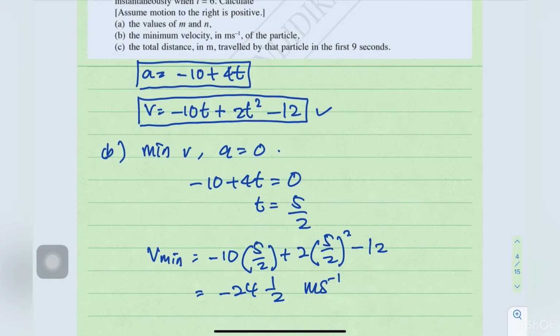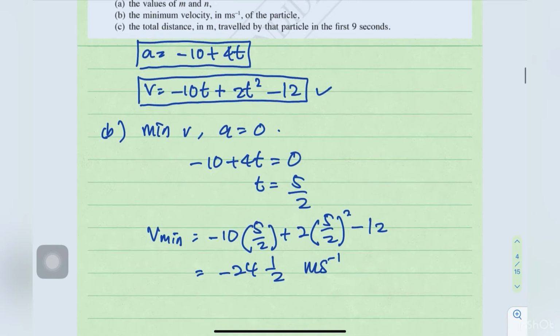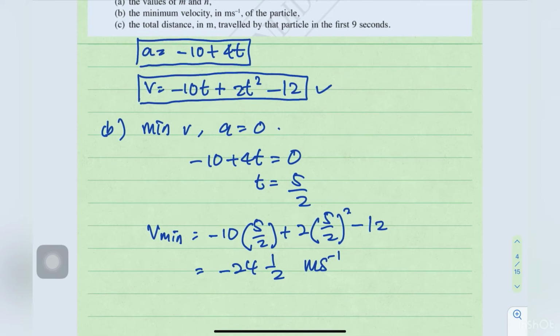Question c, find the total distance in meters traveled by the particle in the first 9 seconds. Total distance in the first 9 seconds means from t equals 0 to t equals 9.